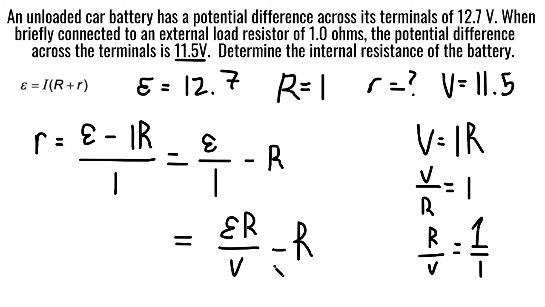Okay, so now we can just input to find lowercase r. And I believe, here I have my calculator with me. So we'll do this part first. Epsilon, that's 12.7, so 12.7 multiplied by R. Well, R is going to be 1, so it just stays the same. Divided by V, V is 11.5. And then we do minus R, and we know R is 1.